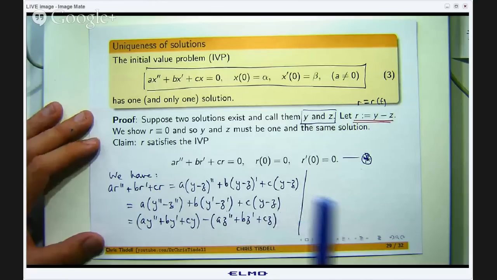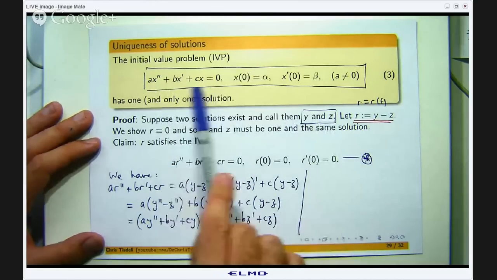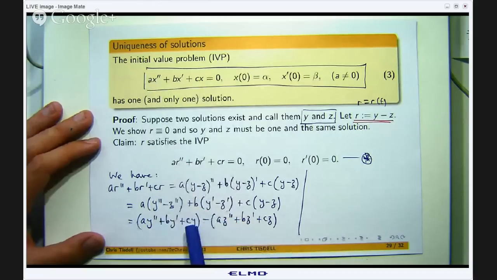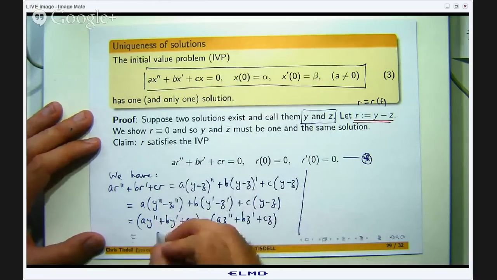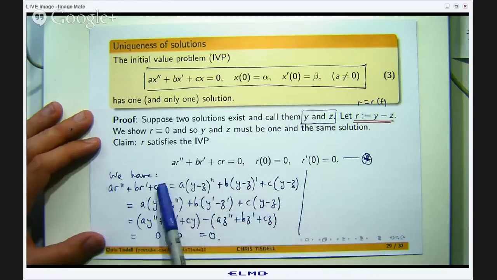Okay, now remember we've assumed that y and z are solutions to this problem. So that means that's 0, because of the 0 there, and that's 0. So what does this mean? It means that this equals 0. That's exactly what we wanted to show.